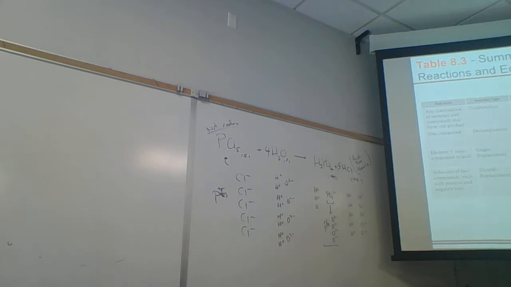It'd be like ammonia plus HCl. NH3 is ammonia, HCl is hydrochloric acid. But we're going to put these in the gaseous phase. When we do this one, this makes ammonium chloride. Ammonium chloride is solid. Both of these are gases here.